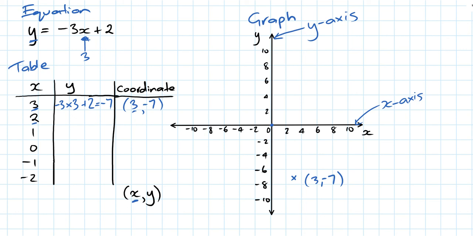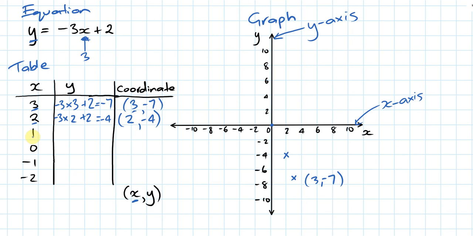So when x is equal to 2, substituting into the equation, we get negative 3 times 2 and then plus 2. So negative 3 times 2 is negative 6. Negative 6 plus 2 is negative 4. So my coordinate is 2, negative 4. Okay, so 2, negative 4: start at the origin, go across to 2 on the x-axis, and then down to negative 4 on the y-axis. So that point would end up here.